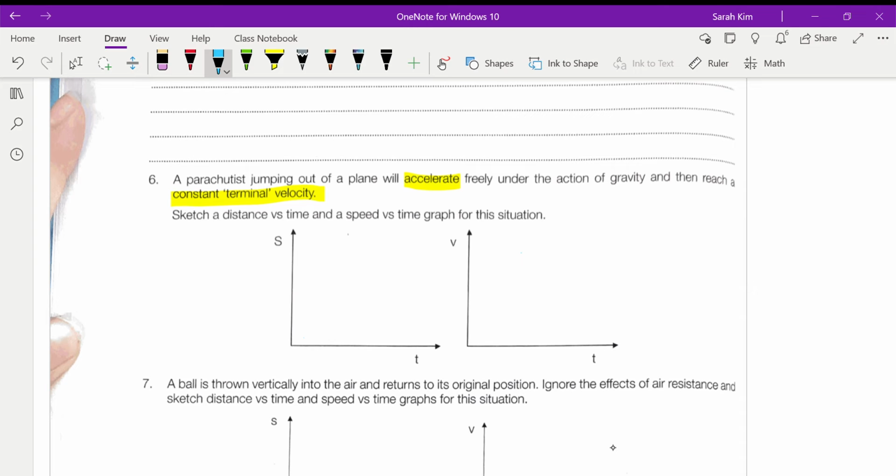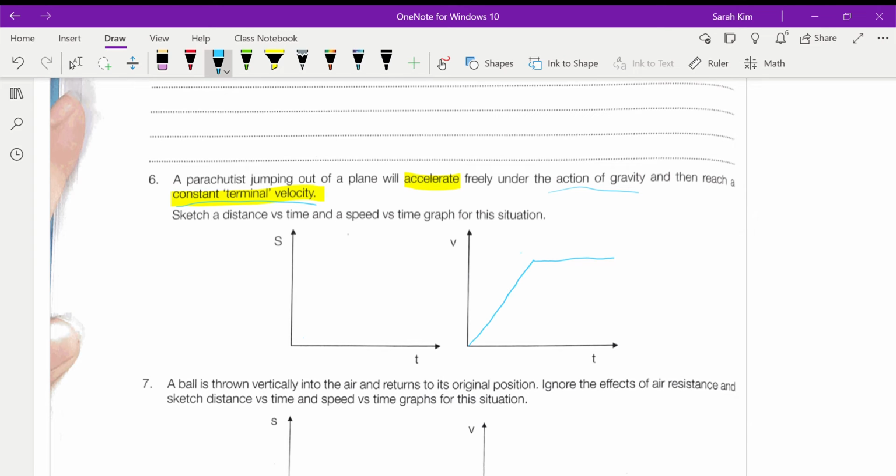Basically we are going to have a constant action of gravity, so that'll be acceleration acting on it. It will start with zero velocity, because when it jumps out of a plane it has zero velocity, and then it gains speed. It says constant terminal velocity, meaning when it reaches a certain point, it's just going to be constant for a bit until the end.